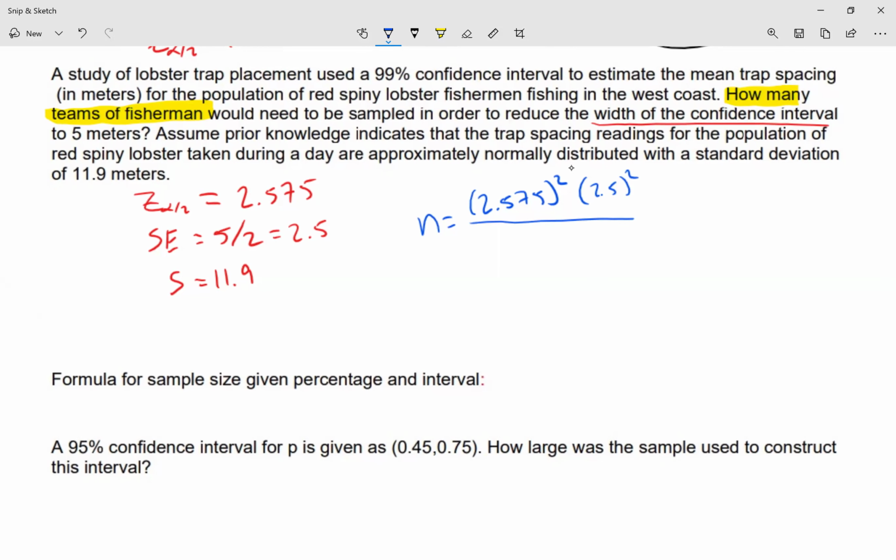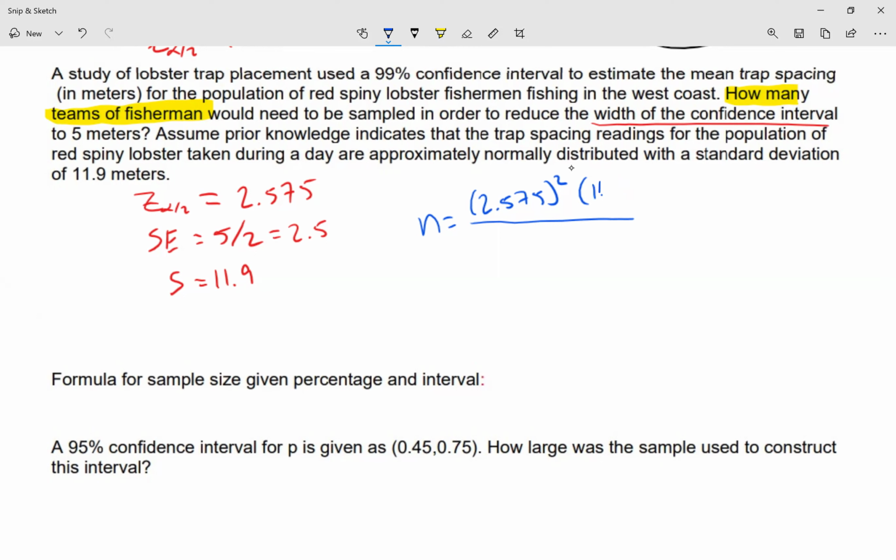Divide this by standard error. Oh, so no. Here is our standard deviation. The standard deviation is 11.9. My bad. I have to divide this by a standard error squared. So I have to divide this by 2.5 squared.